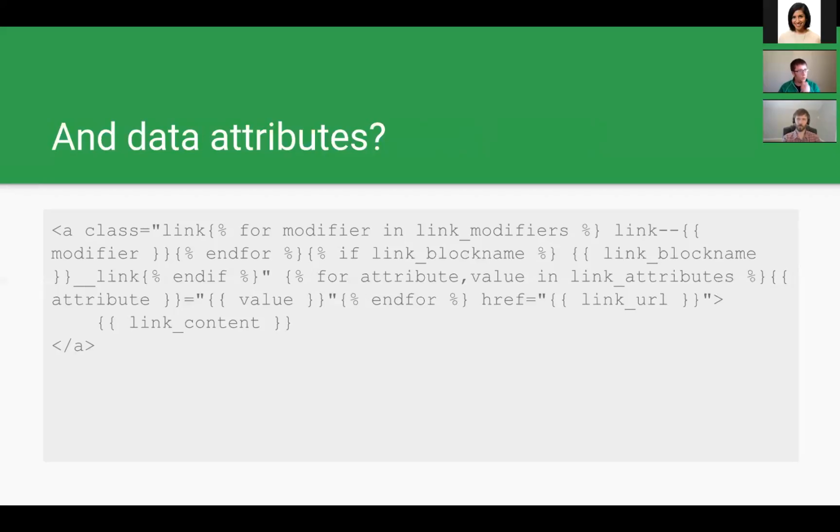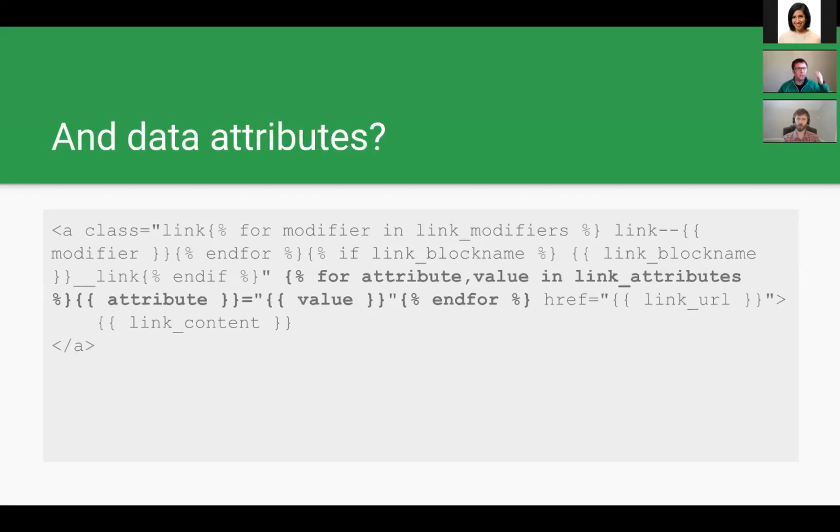And then you can also do things like add data attributes. When I was presenting this a couple weeks ago, somebody asked, what if I want to do something like target equals underscore blank, or something that's not a class? And so during that meetup, we came up with this, which is pretty much the same as your modifiers, but it says for attribute, comma value in link attributes, print out attribute equals quote value. So you can pass those in pretty easily.